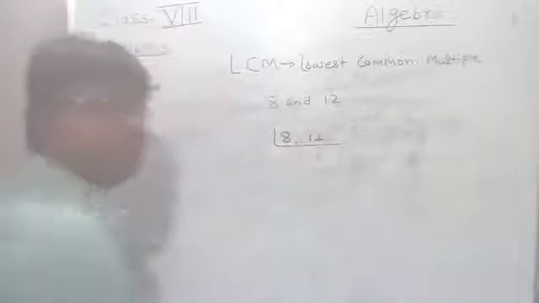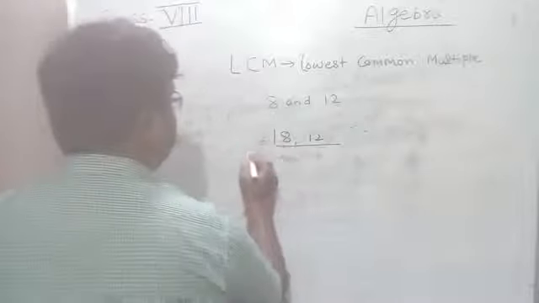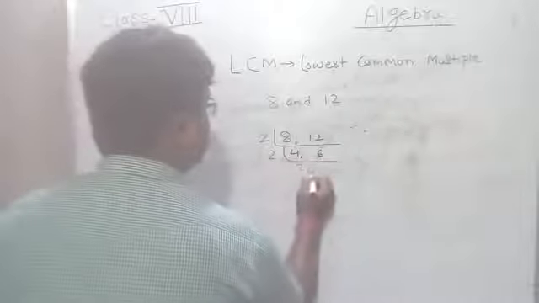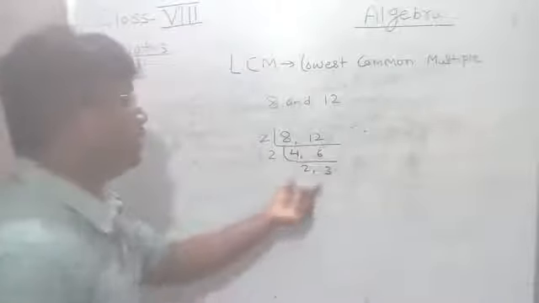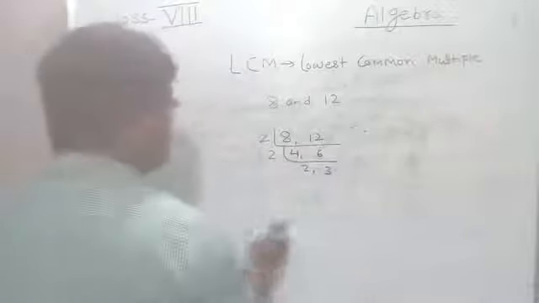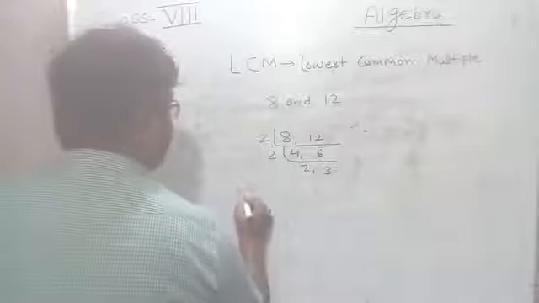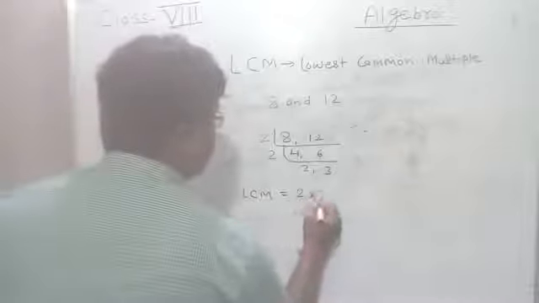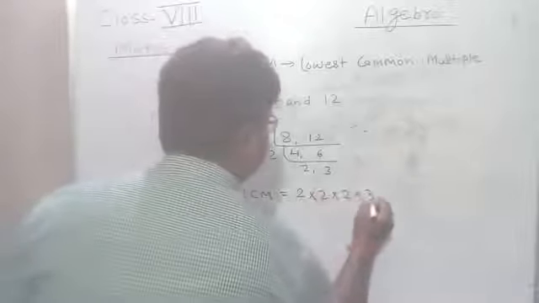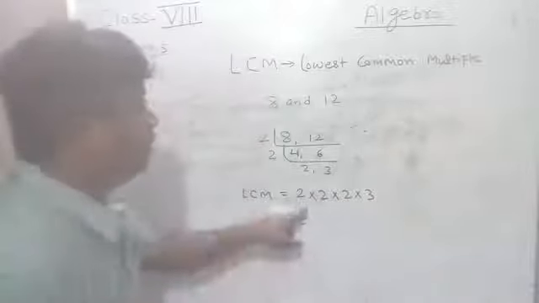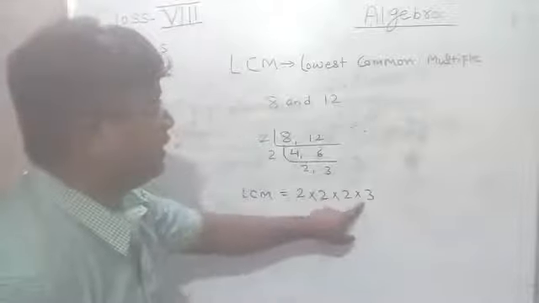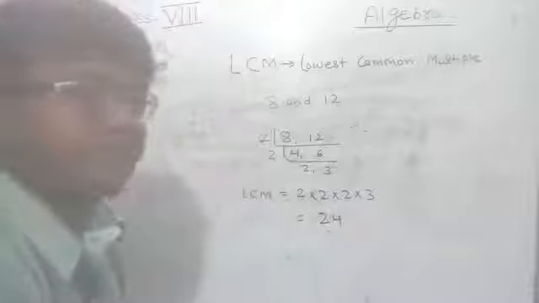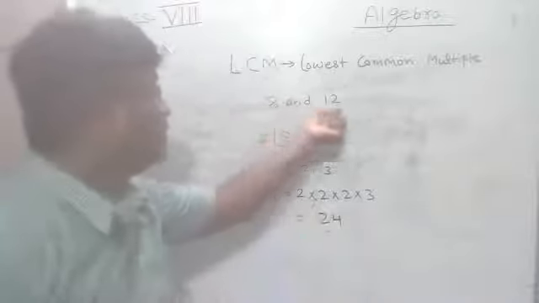I used to do it like this: divide by 2, 2 4s are 8, 2 6s are 12. Then 2 2s are 4, 2 3s are 6. When a prime number comes, we stop. So the LCM is found like this: 2 into 2 into 2 into 3. Then 2 into 2 is 4, 4 2s are 8, 8 3s are 24. So what does the 24 mean? LCM of 8 and 12 is 24.